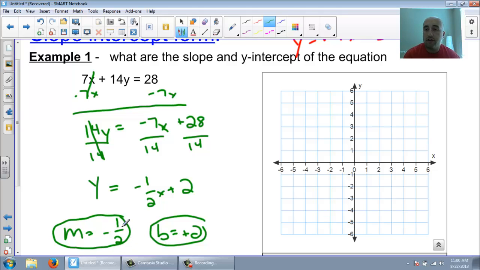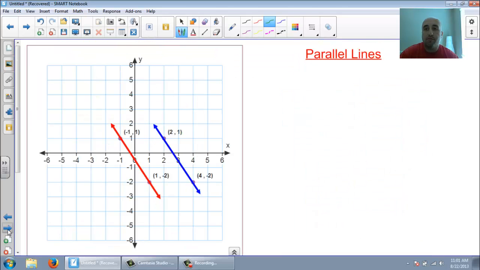And lastly, we have two more things we need to talk about. We need to talk about parallel lines, and we need to talk about perpendicular lines. So let's look at parallel lines first. So we're going to figure out what the slope of these two lines are first, and then we will talk about it. So let's do the blue line first. So m equals, so first remember, the y's are on top. So we have a 1 and a -2. So we're going to do 1 minus a -2. Then their x's are 2 and 4. So we're going to do 2 minus 4.